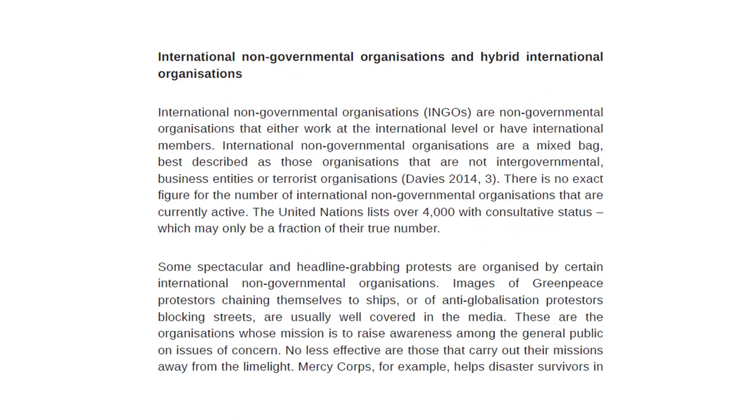International non-governmental organizations and hybrid, there we go, like the hybrid car, half gas, half electricity. Or like some of my male students, they exist on half cigarettes and half alcohol, right? I'm talking about the boys. And hybrid international organizations. International non-governmental organizations, INGOs, are non-governmental organizations that either work at the international level or have international members.